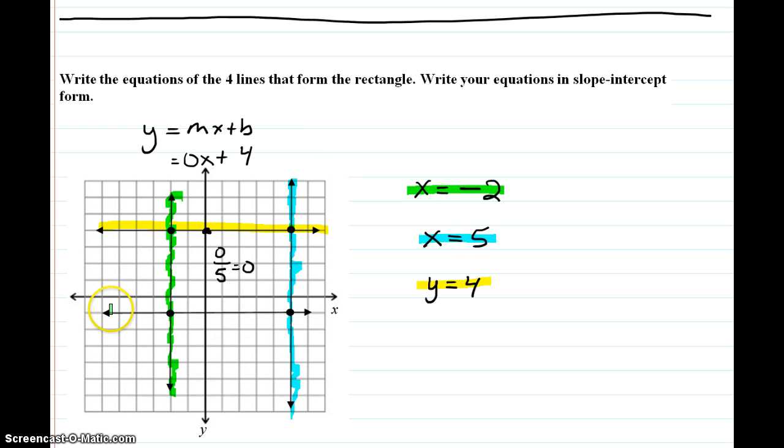And our last one is the same type of horizontal line. Where does it touch the y-axis? It touches at -1. So we have y equals -1. So we have our four equations of the lines that represent this graph.